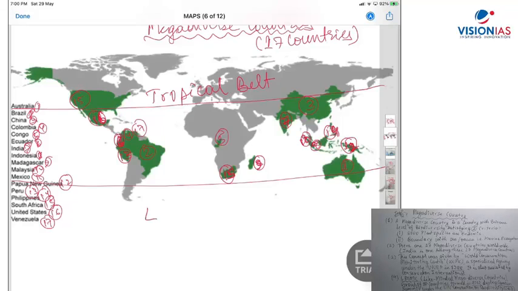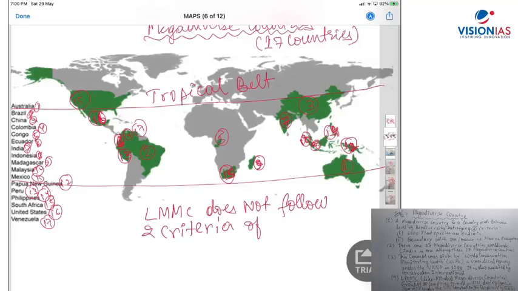Right? LMMC here does not follow 2 criteria of mega diverse countries. That is not followed here. Point number 1 is not correct because I am asking about LMMC. Pratibha, your question: point number 1 is not correct because the question is about LMMC, not about mega diverse countries. The question is about LMMC.